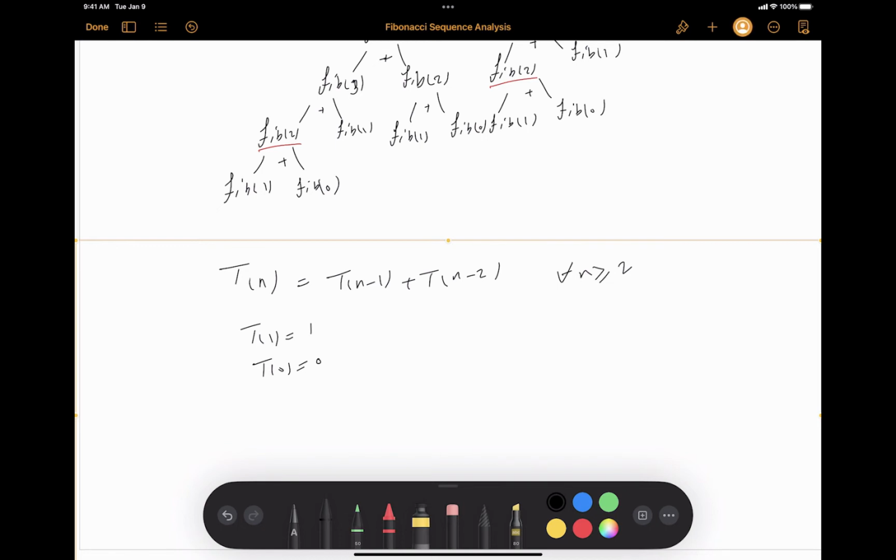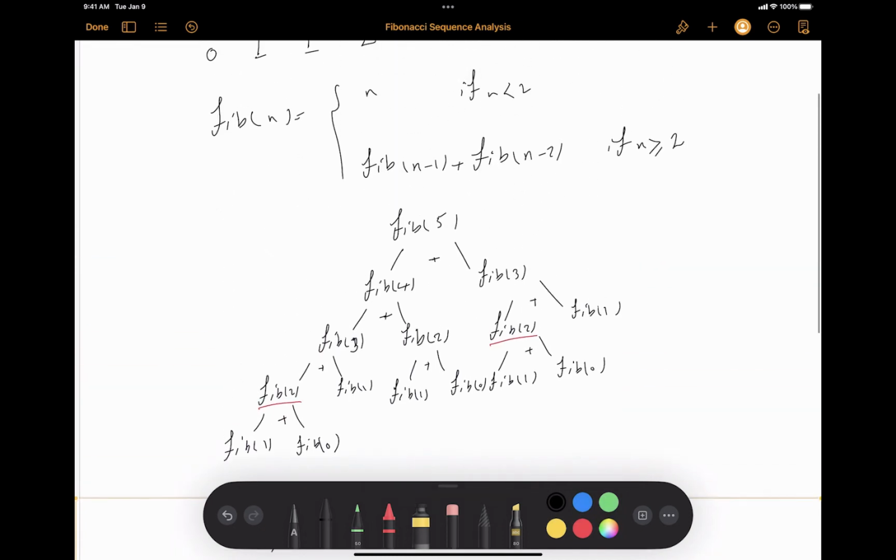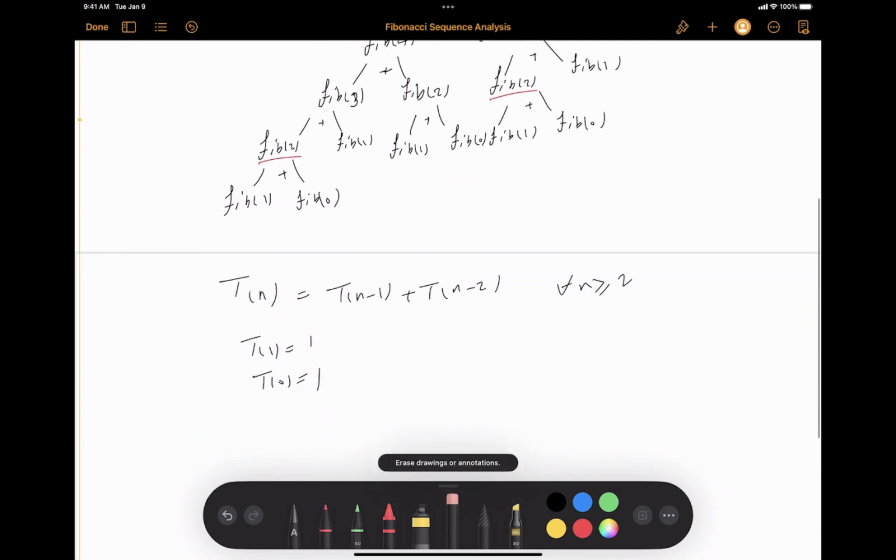And we know that to calculate the Fibonacci of 1 and 0, we only need a constant number of operations, which is 1 for both of them. So I'm going to correct that: T of 0 is 1. Because as you see here, based on the definition of the Fibonacci, if n is less than 2, we only need to return the value n, and there is no more calculation.